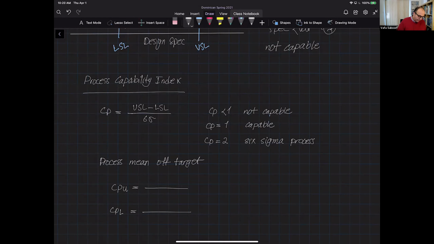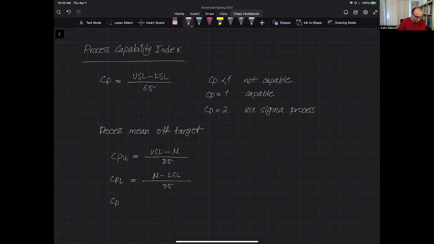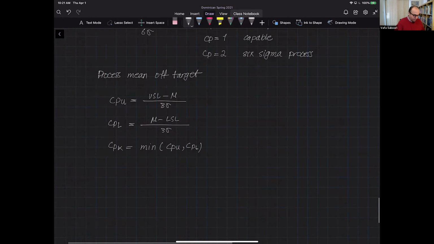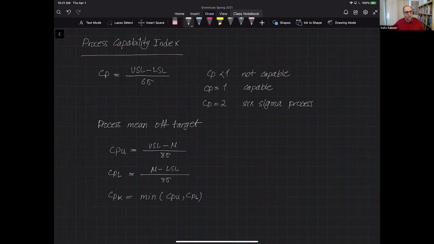Upper process capability is going to be USL minus mu divided by three sigma, and lower process capability is going to be mu minus LSL divided by three sigma, okay? And then my CP or CPK, basically process capability index, is going to be the minimum of these two values, minimum of CPU and CPL. Okay. Again, we will see all of these in an example that will explain what is happening. And for all of that, we have a template, so we're not really worried about that. So let's take a look at this example together and see if we can calculate the process capability.